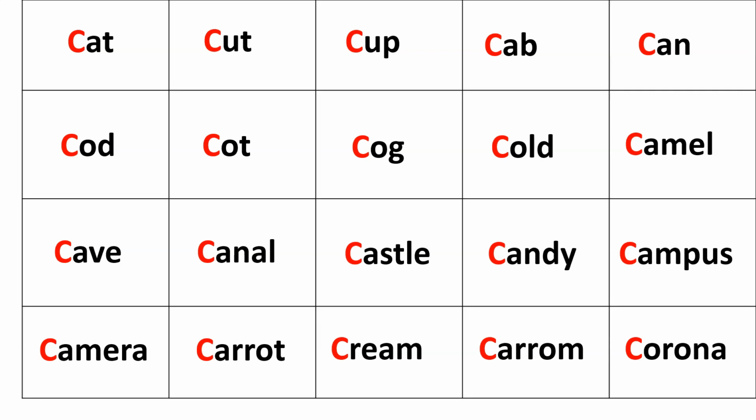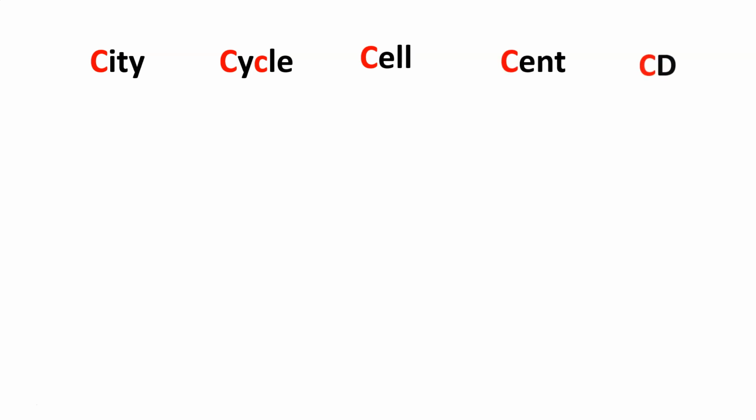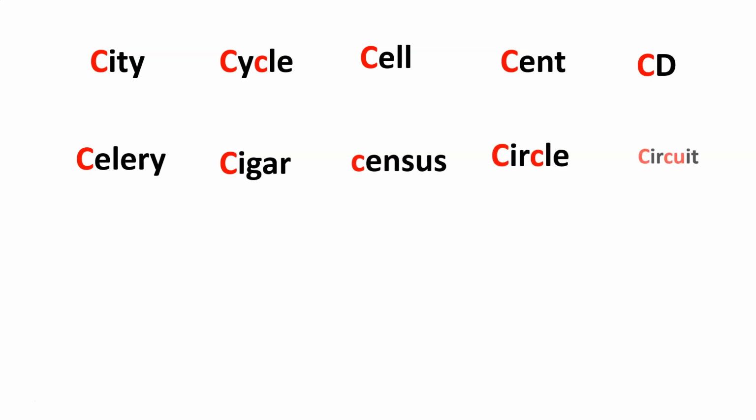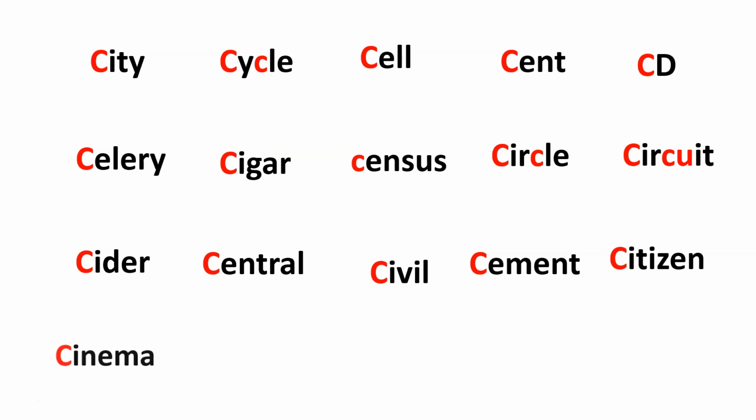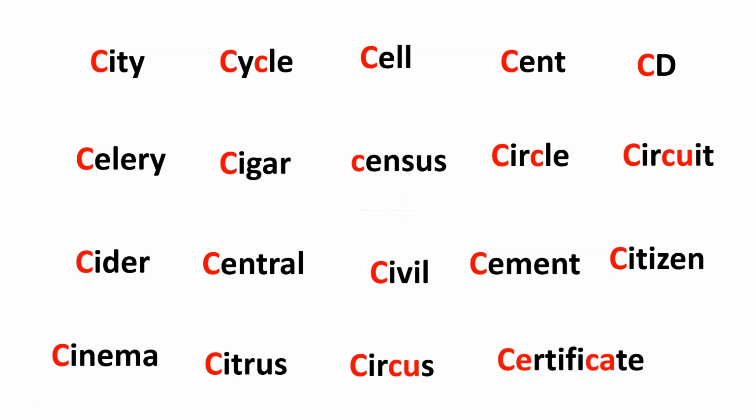Let's see a few examples when C sounds like an S. City, cycle, sail, scent, CD, celery, cigar, senses, circle, circuit, cider, central, civil, cement, citizen, cinema, citrus, circus, certificate.